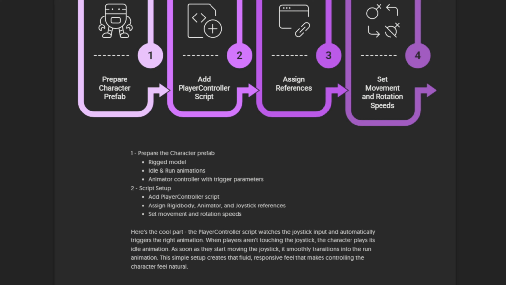Here's the cool part. The player controller script watches the joystick input and automatically triggers the right animation. When players aren't touching the joystick, the character plays its idle animation. As soon as they start moving the joystick, it smoothly transitions into the run animation.